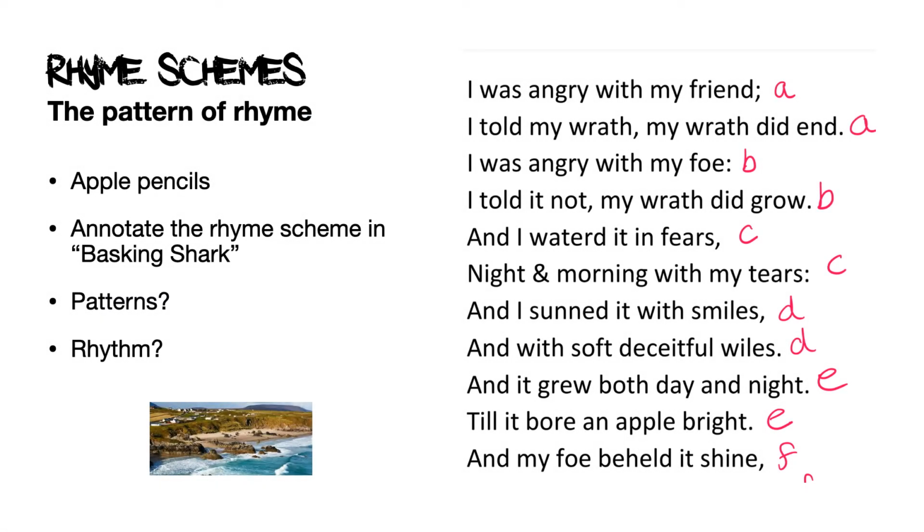So remember, the first line of any poem is given the letter A. Any line that rhymes with that from then on in is also given the letter A. If it doesn't rhyme, it's given the letter B, and so on. Using your Apple pencils, I want you to annotate the rhyme scheme in Basking Shark. And while you're doing that, I just want you to think about this sound.